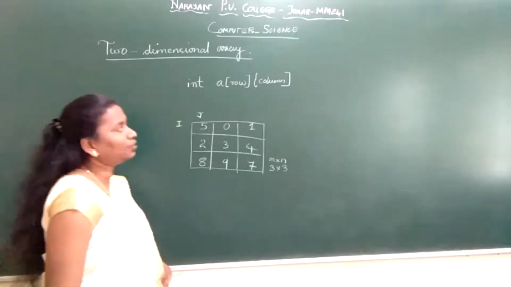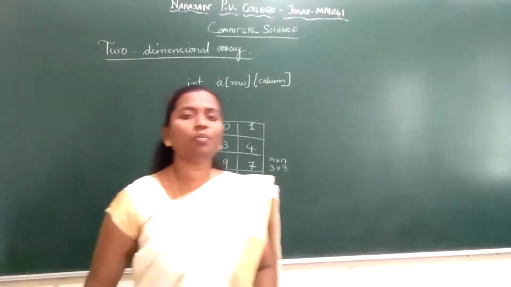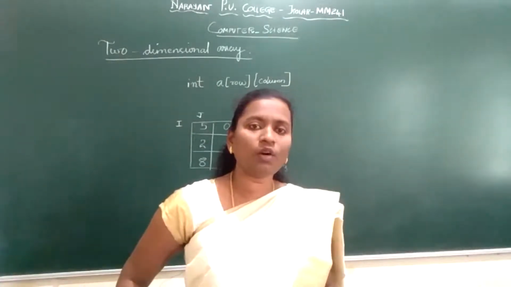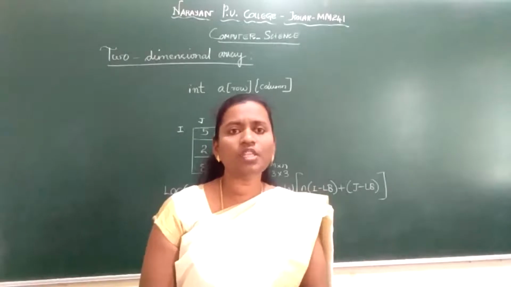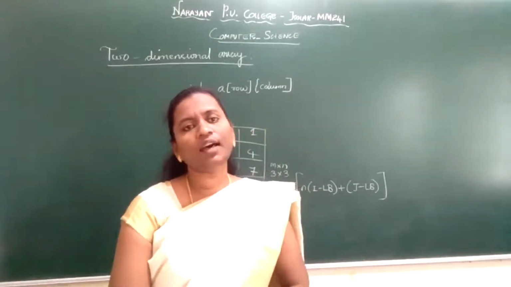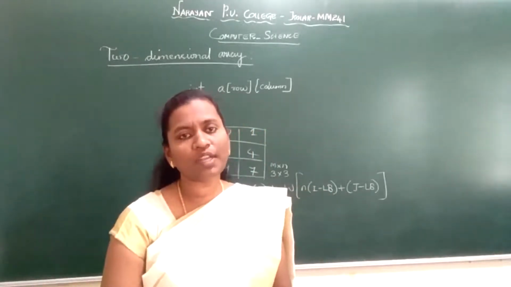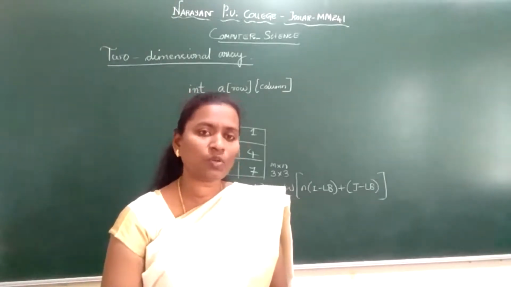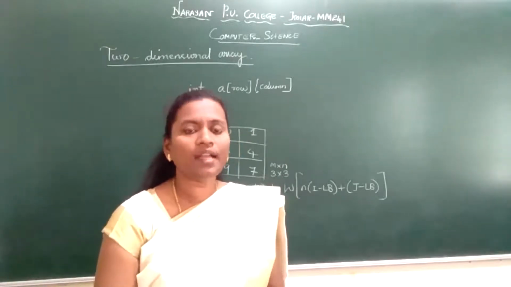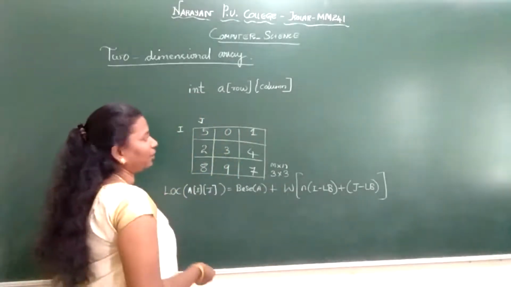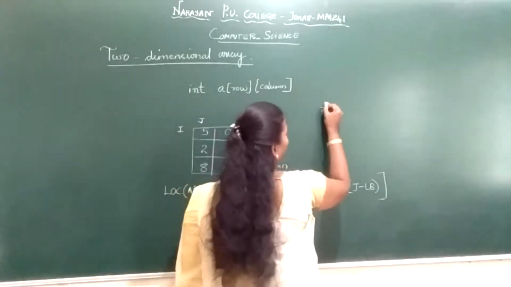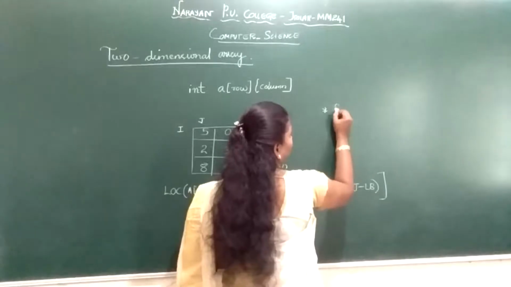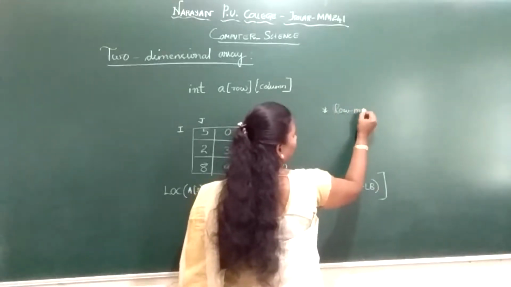Next, there are two types of representing the array: one is row major and the other is column major. So next we will discuss row major and column major. Students, now see how to represent the two-dimensional array in memory. One is by using row major and the next one is by using column major. I repeat, representation of a two-dimensional array in memory can be done in two ways. First one we have is row major order.